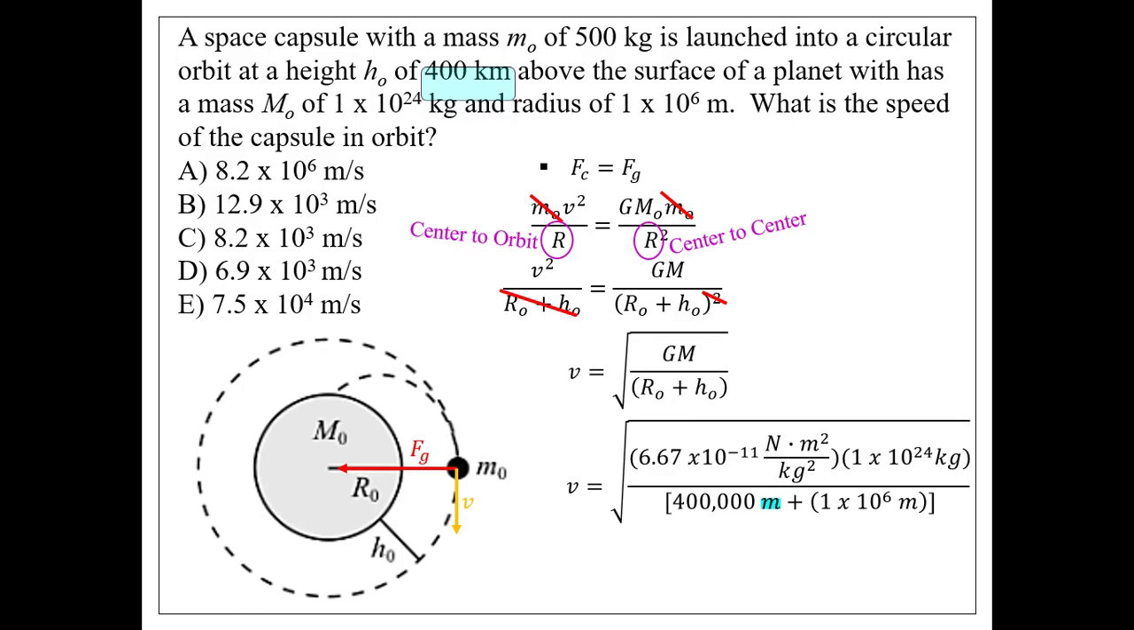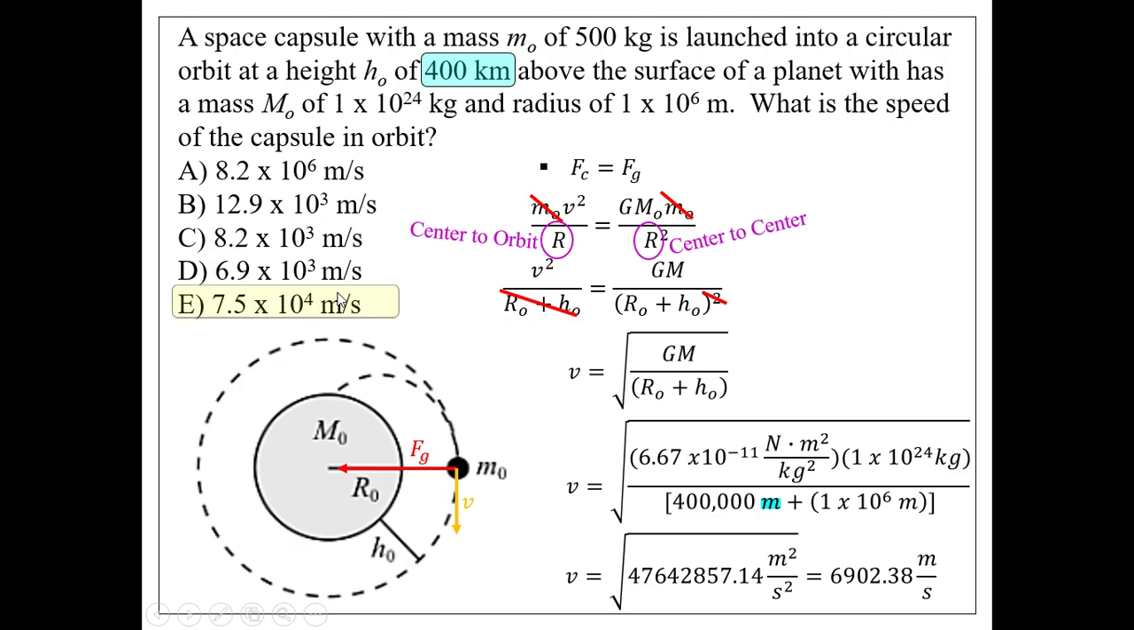So if you do all that, okay, you'll get a value of 47,642,857.14, which is a massive number. And then you got to square root that. If you square root that correctly on your calculator, you'll get 6902.38, and that matches with choice D because that is just now written in scientific notation, okay? So 6,902.38, that is closest to choice D. So I'm just going to highlight D as my answer.